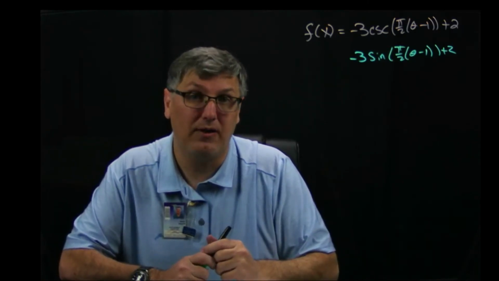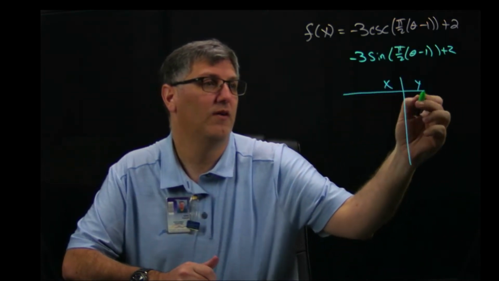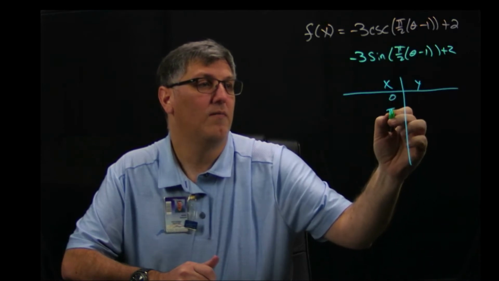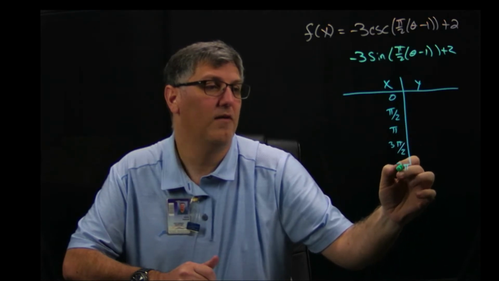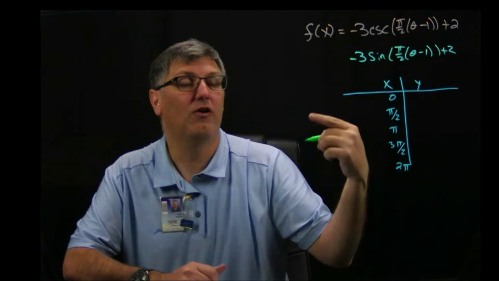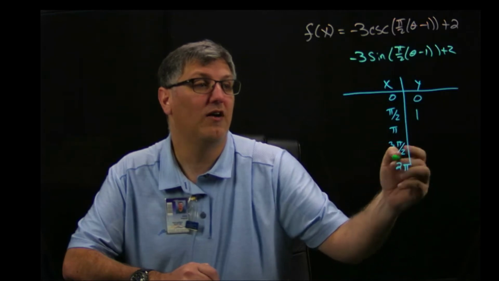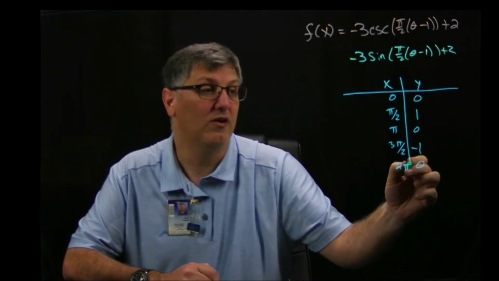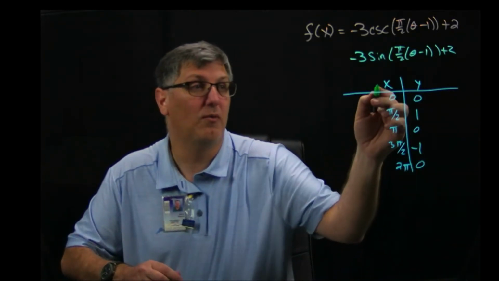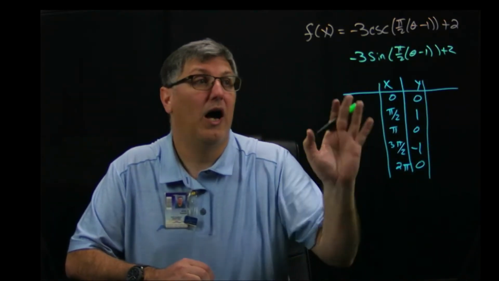So here we go. I'm going to do my point-to-point mapping like we've been doing in the past, with my x and my y. These come from my parent function, and I'm going to pick 0, pi over 2, pi, 3 pi over 2, and 2 pi. These are points straight off the parent function. Sine of 0 is 0. Sine of pi over 2 is 1. Sine of pi is 0. Sine of 3 pi over 2 is -1. And sine of 2 pi is once again 0. You would know that once you have your unit circle memorized.